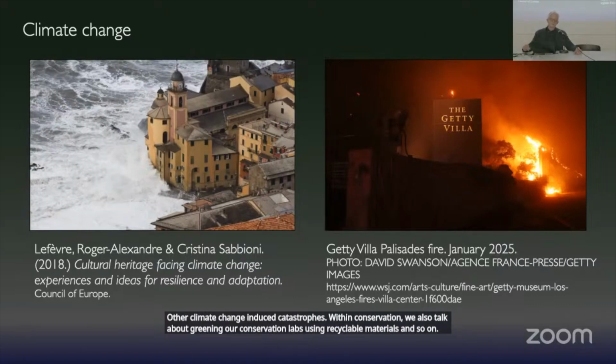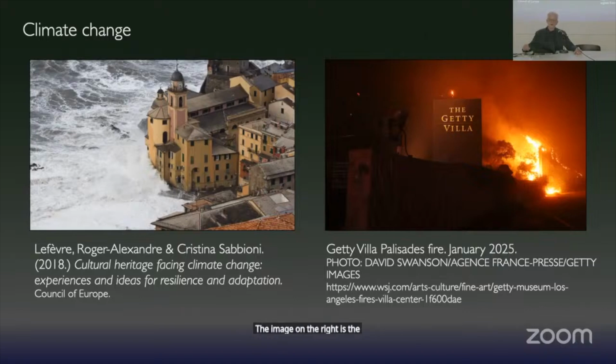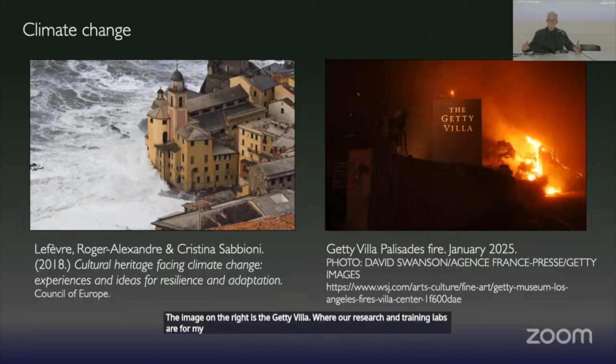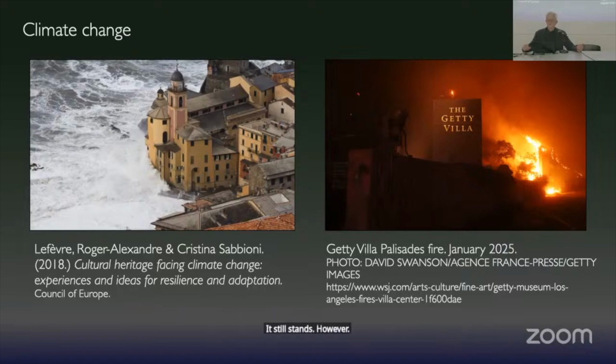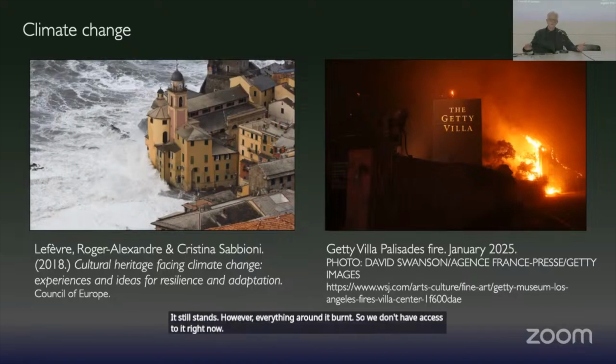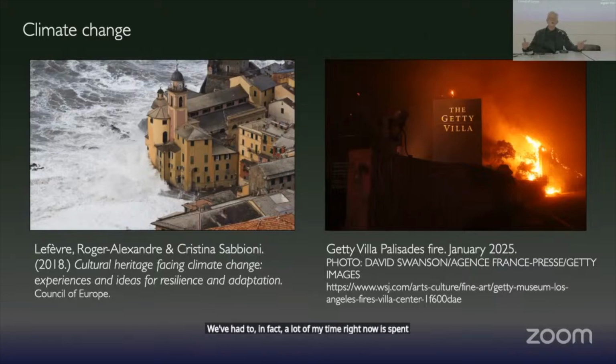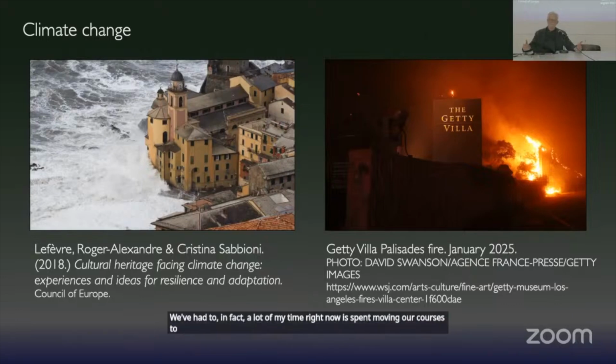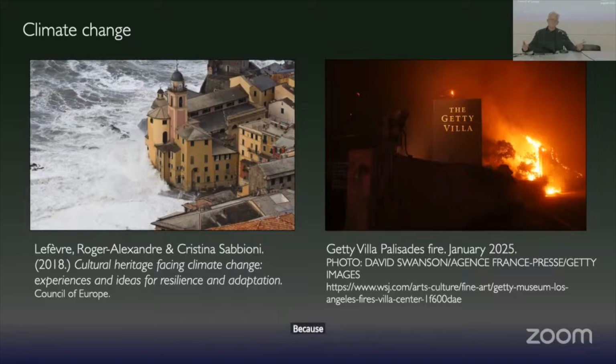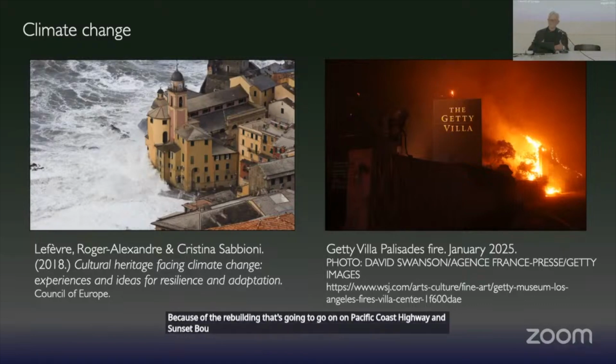The image on the right is the Getty Villa, where our research and training labs are for my program. This was a couple weeks ago. It still stands. However, everything around it burnt. So we don't have access to it right now. A lot of my time right now is spent moving our courses to campus and other places because we can't teach there. I don't think we'll be able to teach there for years, frankly, because of the rebuilding that's going to go on Pacific Coast Highway and Sunset Boulevard, the main arteries to get to the Getty Villa.